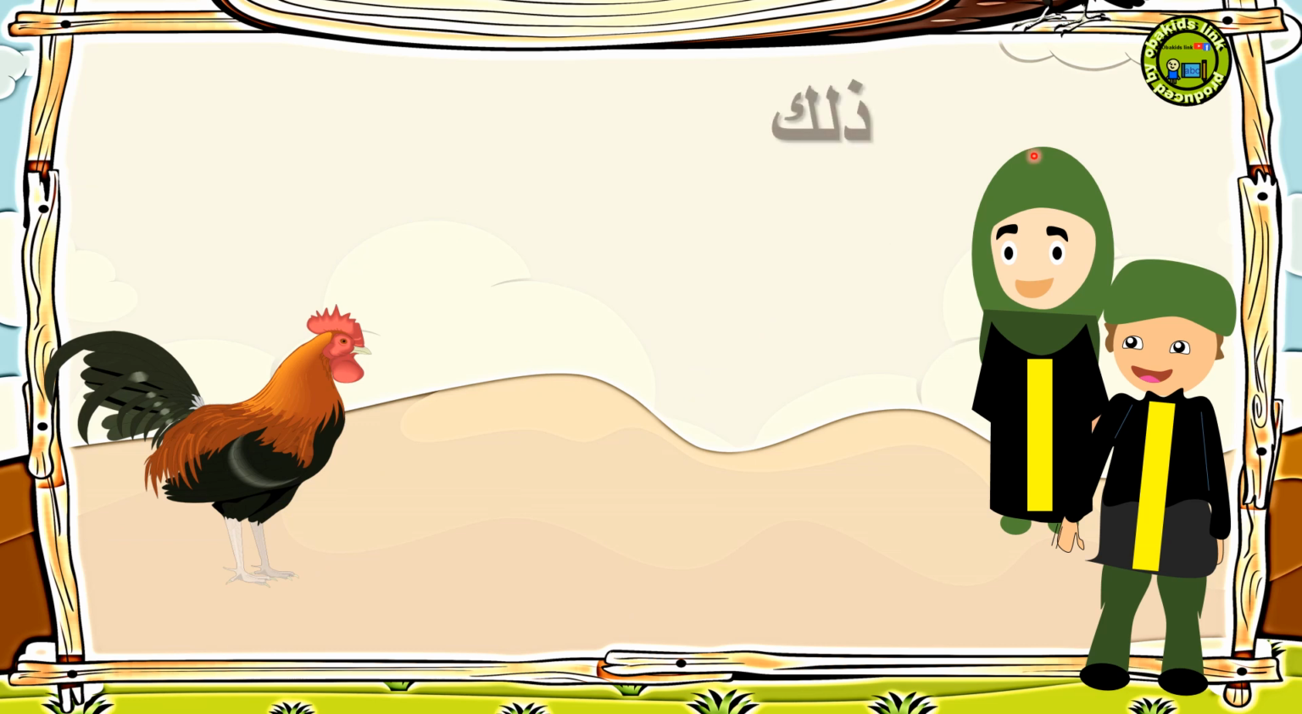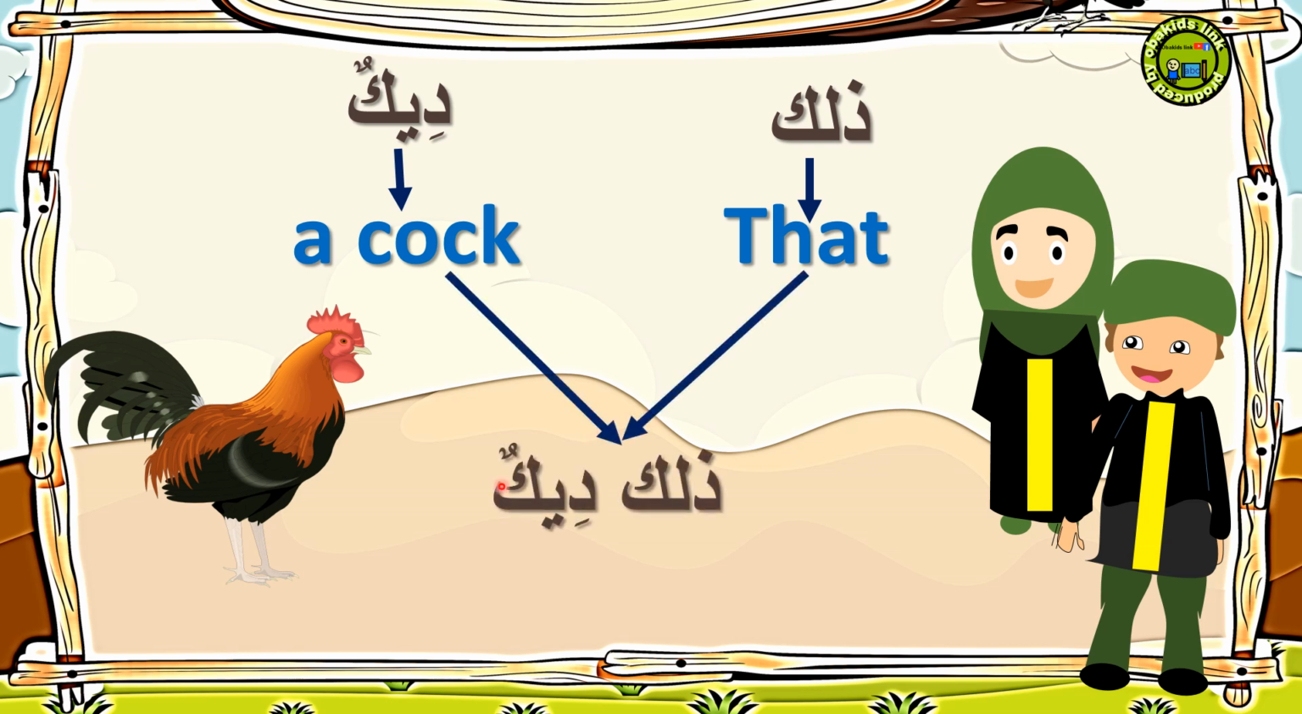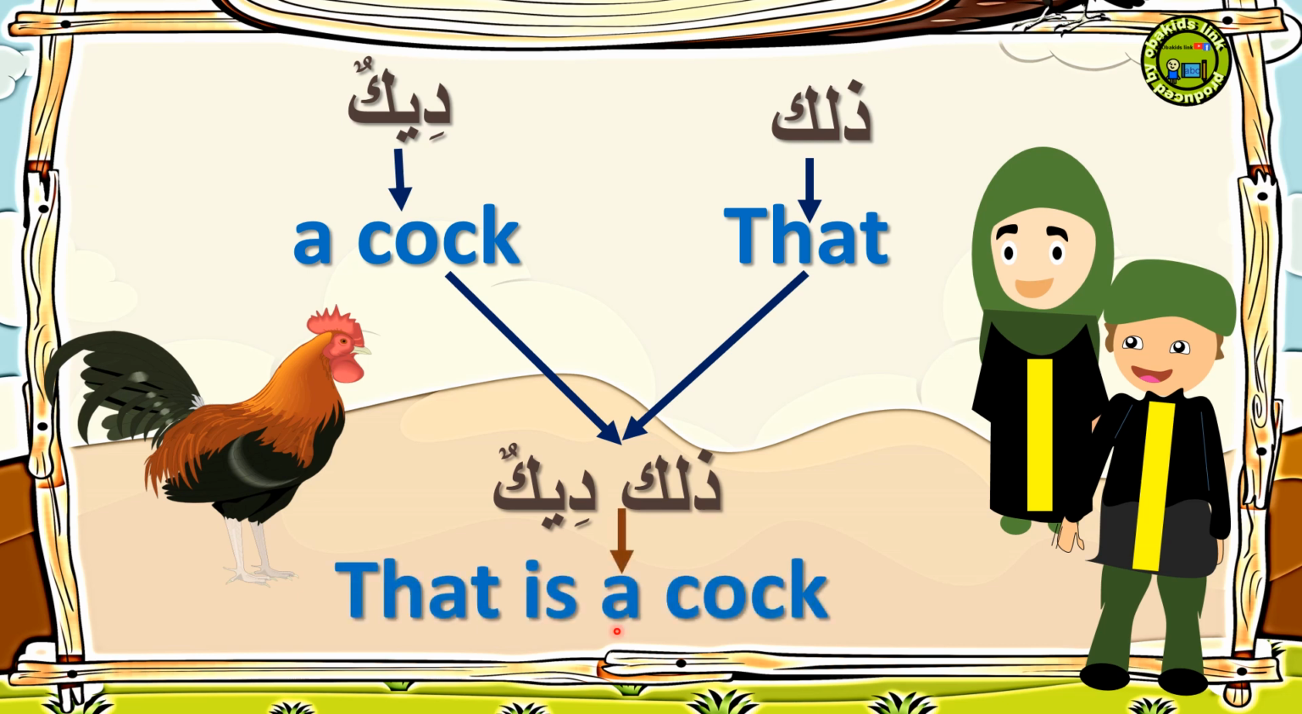This is Zalika. Zalika is a singular demonstrative pronoun which means that. This is Dikun. Dikun is a singular noun which means a cock. Now if we join Zalika and Dikun together, it becomes Zalika Dikun. Say after me. Zalika Dikun, which means that is a cock. Let us go to another example.